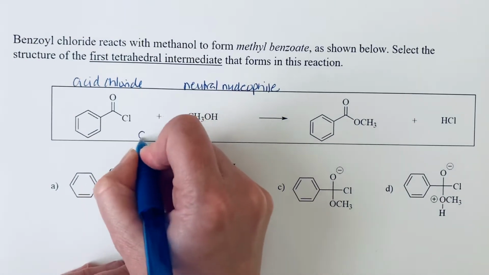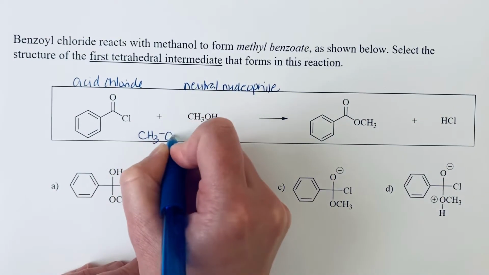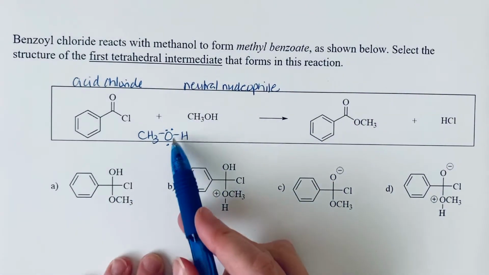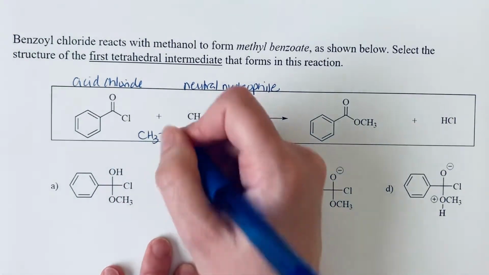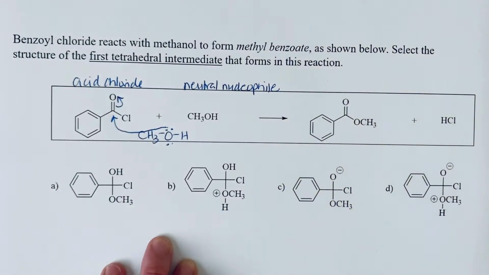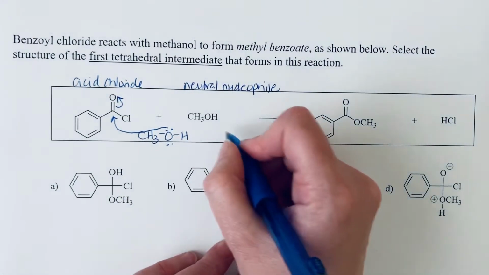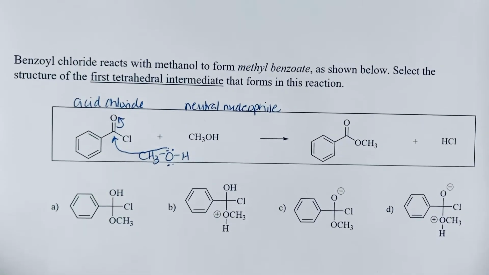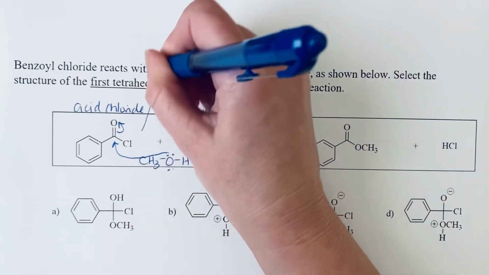So the very first step in these conditions is your neutral nucleophile is going to attack the carbonyl carbon and push electrons up onto the oxygen. So what we want to do is draw the structure of what forms from that attack. So we can draw that up here.